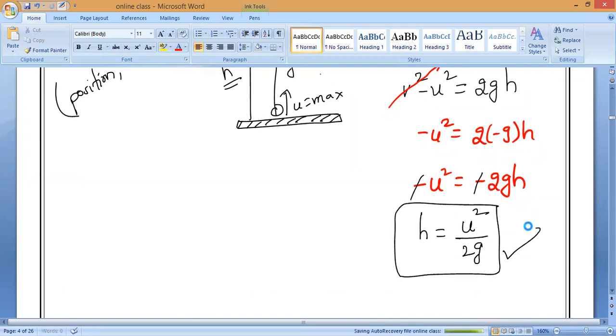When the body is thrown vertically upwards, what is the maximum height it will reach? Directly we can use this formula and substitute the values, so directly we can get it. Is it okay, Harish?